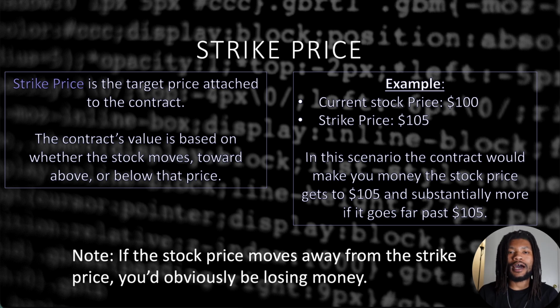For example, let's say Apple was $100, right? The stock itself. And you wanted to buy a contract with a strike price of 105. Now in this scenario, the contract would make money if it moves toward 105. And it will make significantly more money if it moves far above 105. So I'm sure you can imagine that if it moves away from 105, it would be losing money. That's basically how strike price works. So strike price is just the target price you're aiming for.